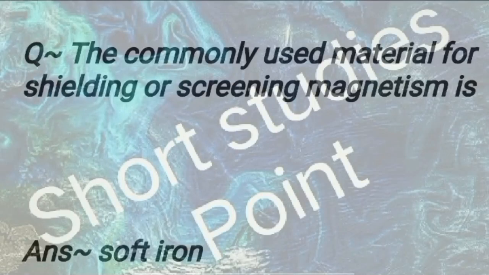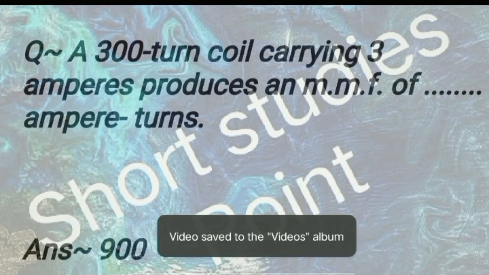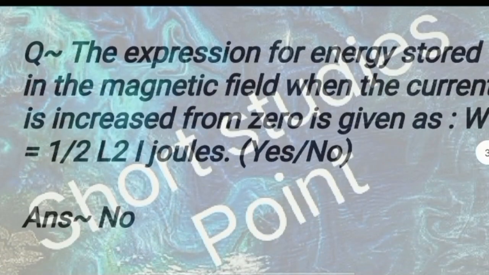Question: the commonly used material for shielding or screening magnetism is? Answer: soft iron. Next question: a 300 turn coil carrying 3 ampere produces an MMF of how many ampere turns? Answer: 900. Next question: the expression for energy stored in the magnetic field when the current is increased from 0 is given as W equals 1 upon 2 L squared I joules.